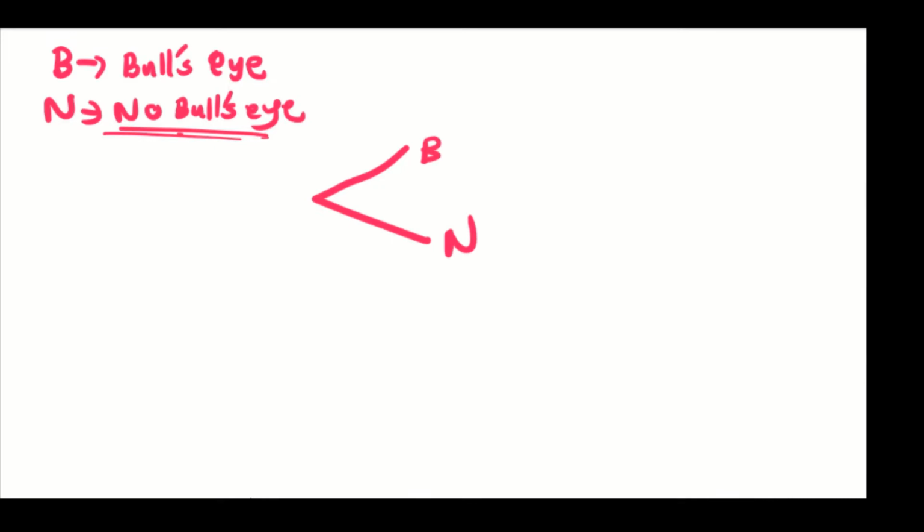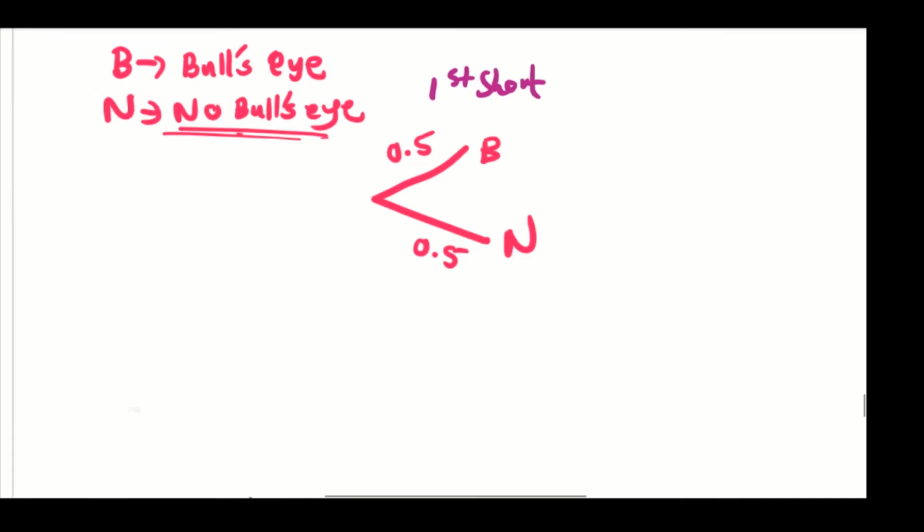The chance of hitting the bull's eye is 50%, so it's 0.5. And here it's also going to be 0.5, because the probabilities on the branches of a tree must add up to 1. So this is the first shot. You either hit the bull's eye or you don't hit the bull's eye.